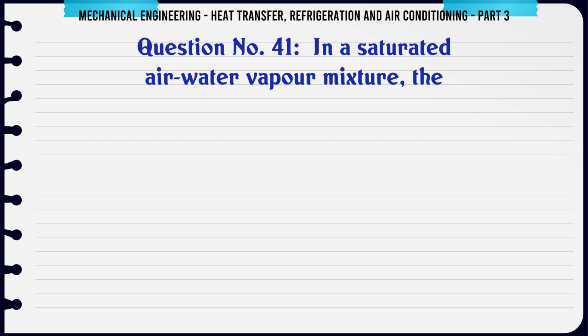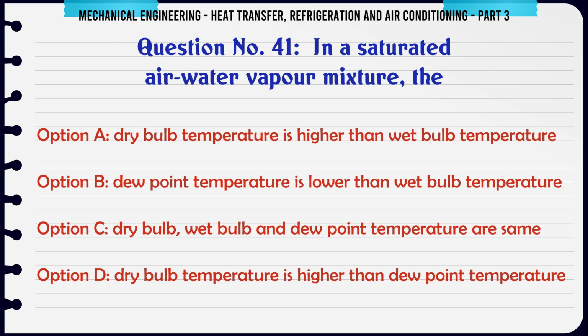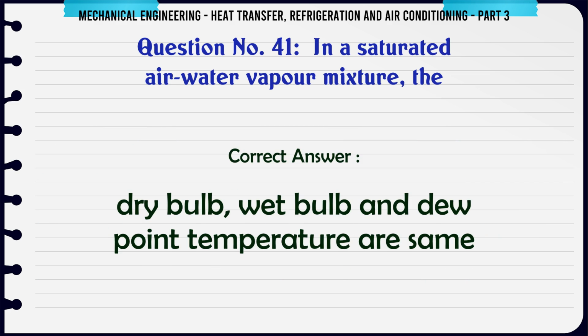In a saturated air-water vapor mixture, the: A. dry bulb temperature is higher than wet bulb temperature, B. dew point temperature is lower than wet bulb temperature, C. dry bulb, wet bulb and dew point temperature are same, D. dry bulb temperature is higher than dew point temperature. The correct answer is dry bulb, wet bulb and dew point temperature are same.